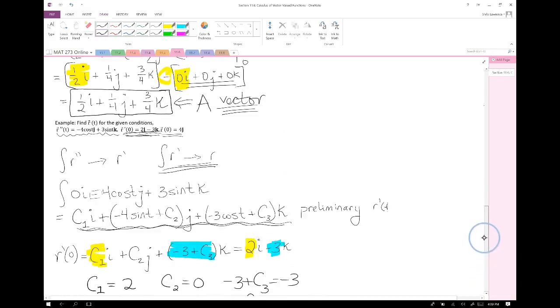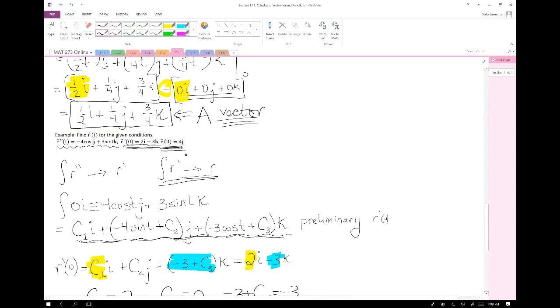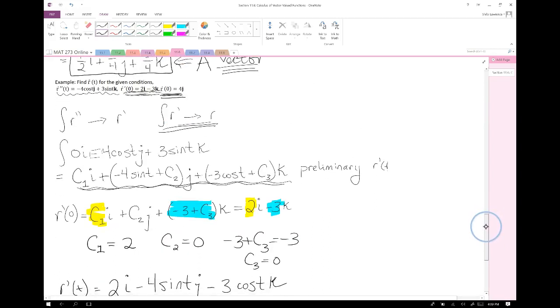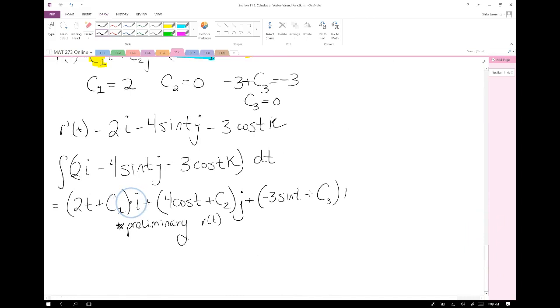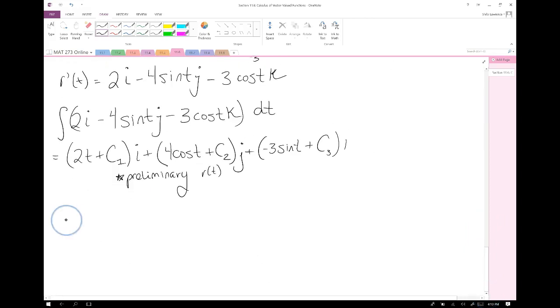So remember, back at the beginning of the problem, they gave us some information about R of 0. So we can use the answer that we found, plug in 0, and compare it to what they say we should get, and then use that to solve for the arbitrary constants, and we'll have our final answer. So if we plug 0 into our antiderivative, 2 times 0 is 0, so we just get C1i. Cosine of 0 is 1, so we get 4 plus C2j. Sine of 0 is 0, so we just get C3k.